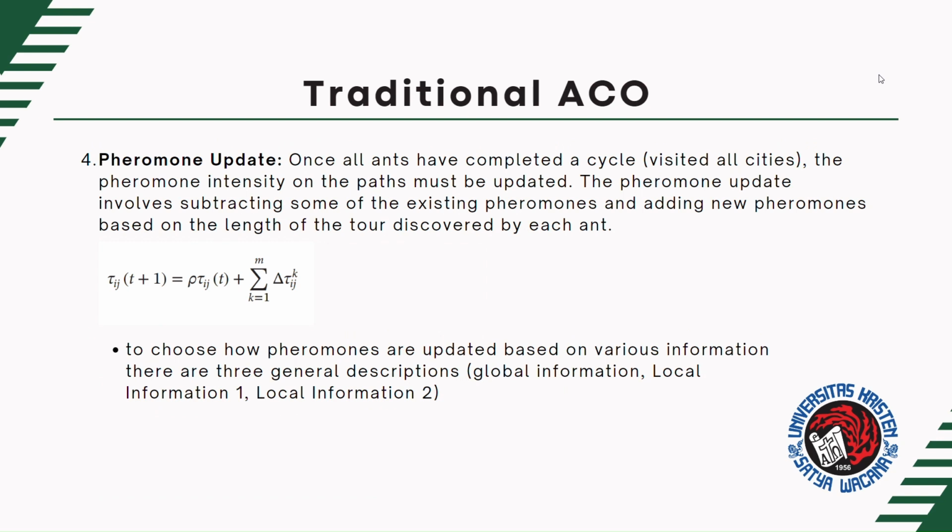For the next point, we have pheromone update. Once all ants have completed a cycle or visited all cities, the pheromone intensity on the paths must be updated. The pheromone update involves subtracting some of the existing pheromone and adding new pheromone based on the length of the tour discovered by each ant. And to choose how pheromones are updated based on various information, there are three general descriptions. The first one is global information, the first local information, and the second local information.